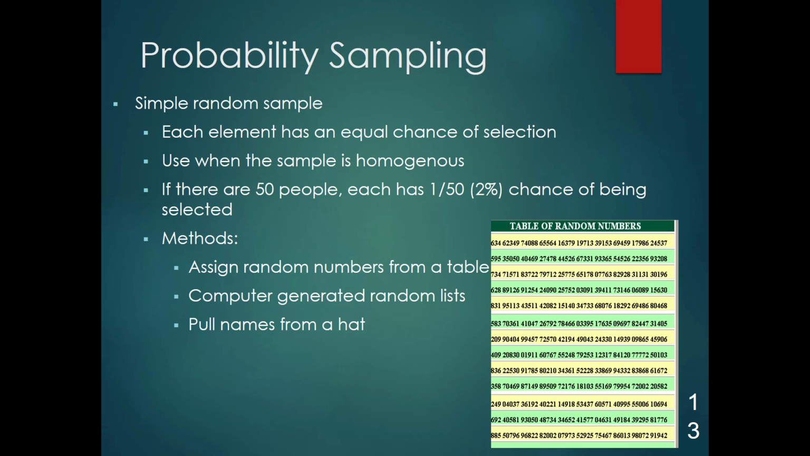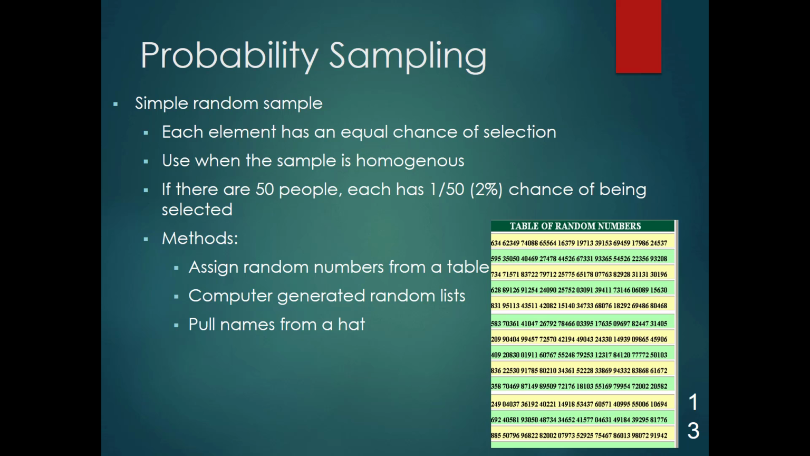So going back to probability sampling, there are different types of probability sampling. The first one is simple random sample. With simple random sample, each element has an equal chance of selection. So the researcher selects elements from the entire sampling frame, one at a time at random, so that each element has a known and equal chance of being selected.